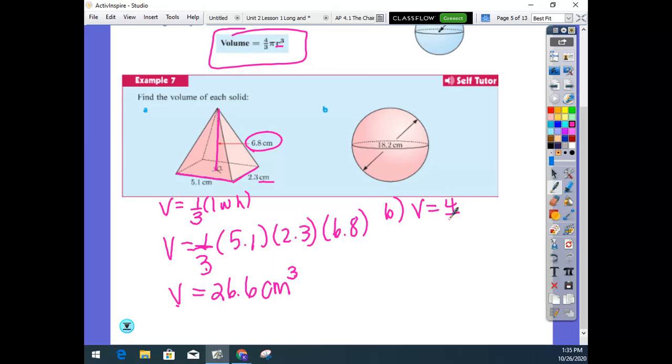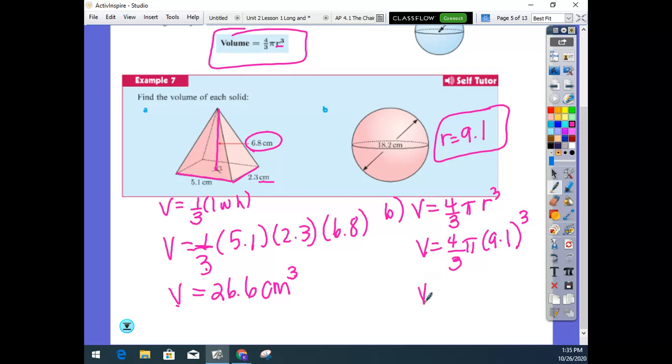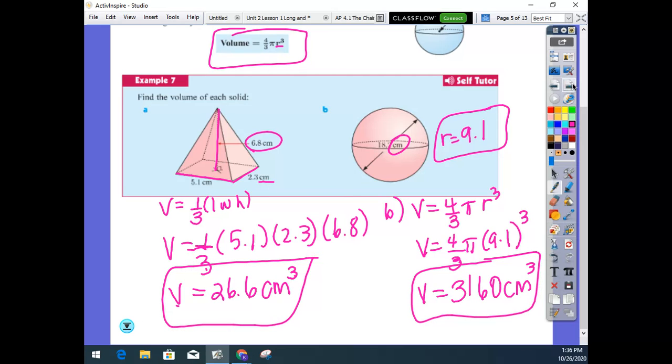Volume of a sphere, 4/3 pi r cubed. Notice we're given the diameter, so find my radius. Typically, you're going to get points if you write the radius as 9.1 somewhere on your page. All right, so cube your 9.1 times pi times 4 divided by 3. 3 sig figs, centimeters cubed. And we're done.